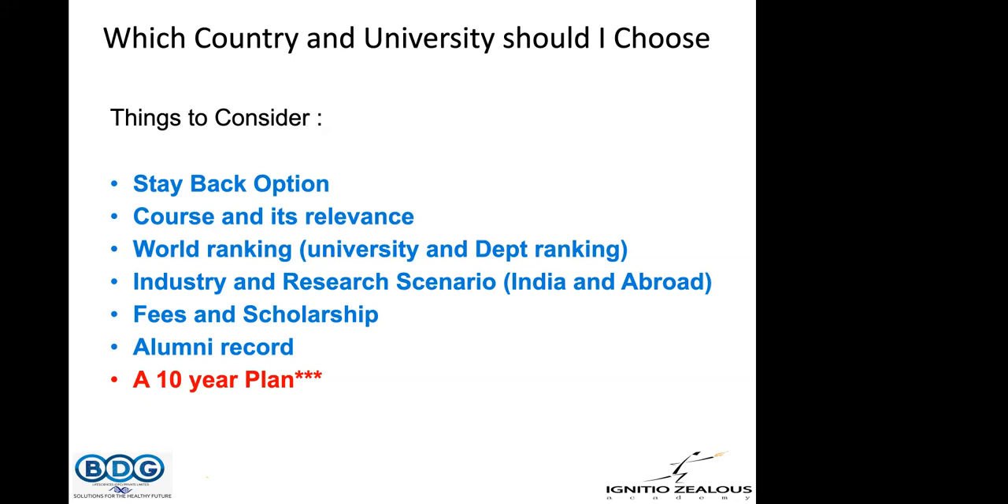And the most important thing is a 10-year plan. Usually I ask my students, and this is a typical face-to-face session that we have in the seminar every time, to close their eyes for 2 minutes and think about their future. So I ask my students, what do you want to be after 10 years or 20 years from right now.